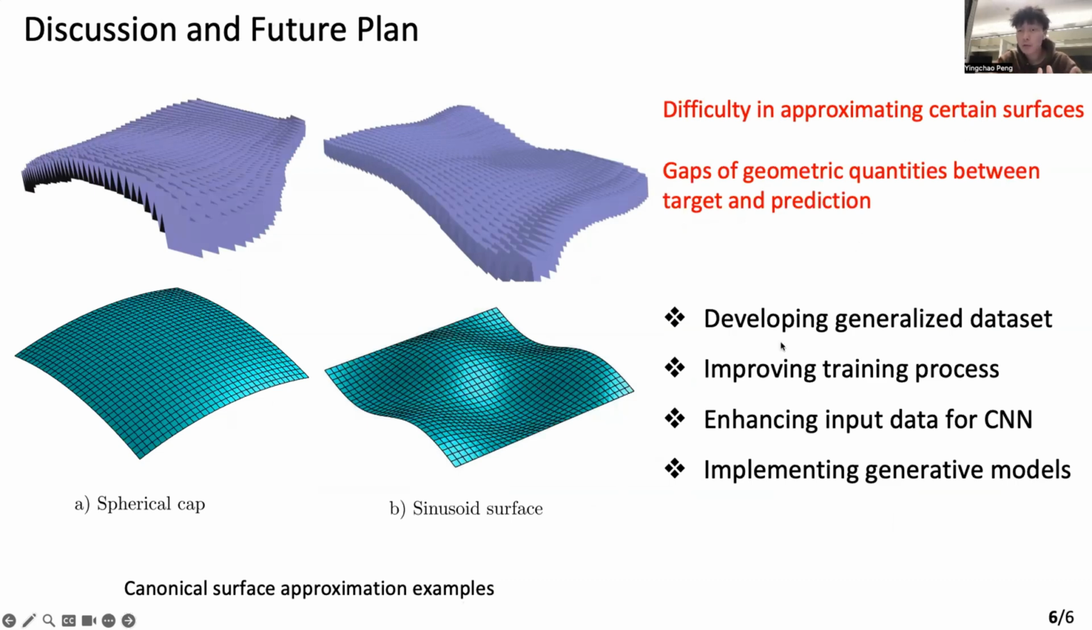We try to develop a more generalized data set by adjusting the value assignment and putting in more general data. And we can improve the training process, and we can also enhance the input data for the CNN because we did not explicitly consider Gaussian curvature before, and we can incorporate that. And we want to implement generative models like diffusion models and conditional GANs. Thank you.